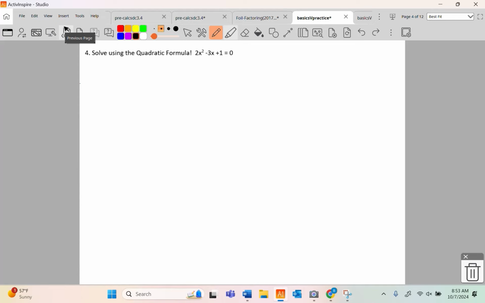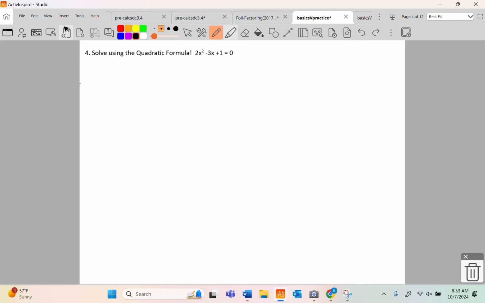Solve using the quadratic formula. All right. So you can sing the quadratic formula one of two ways. You can go x equals negative b plus or minus square root b squared minus 4ac all over 2a, which is Row, Row, Row Your Boat.